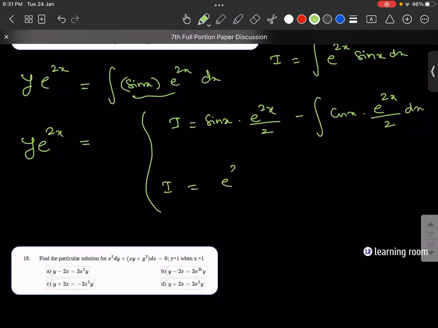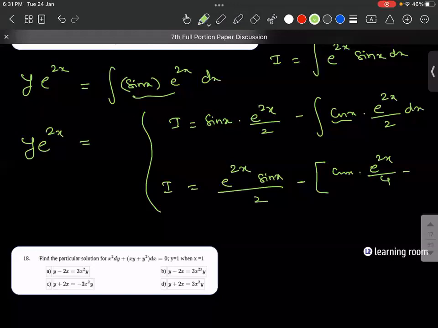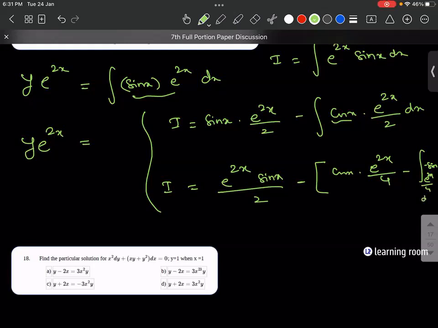So I is equal to e power 2x into sin x divided by 2 minus, what will you write here? Cos x into e power 2x divided by 4 minus integral of derivative of this, which is going to be minus sin x into e power 2x by 4. Correct? This is what you told as repeating, no?